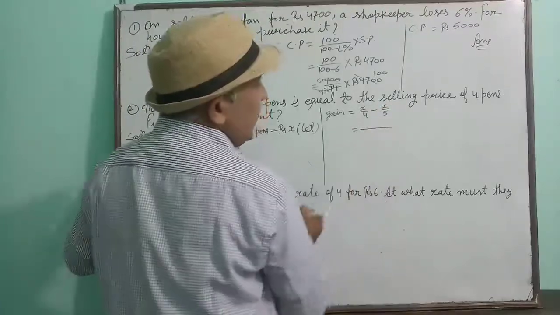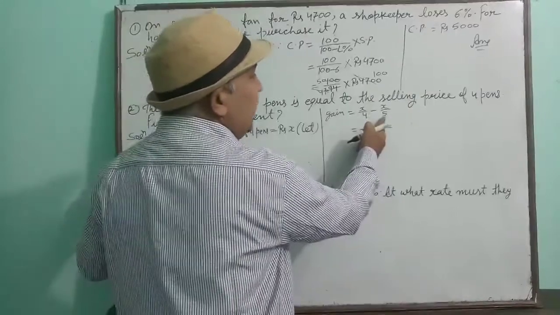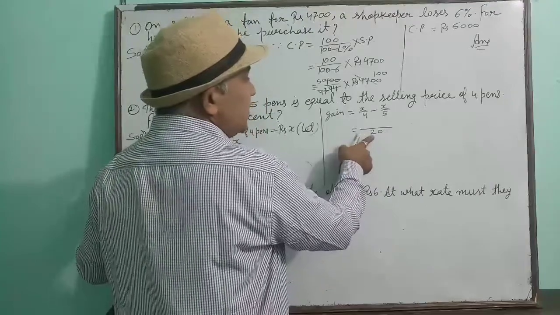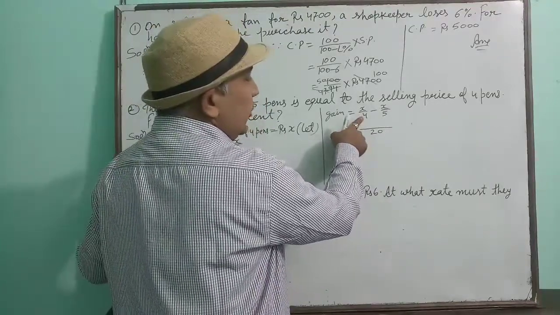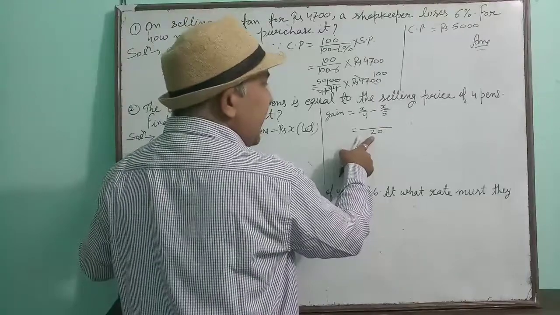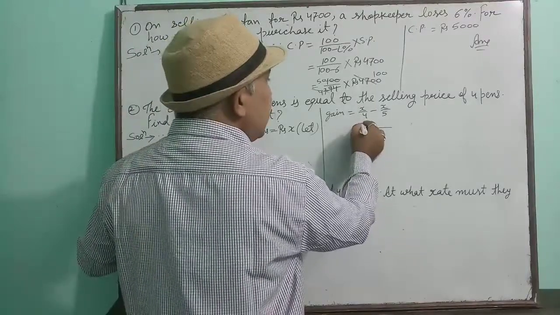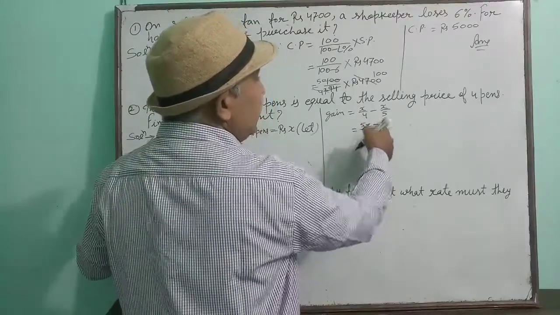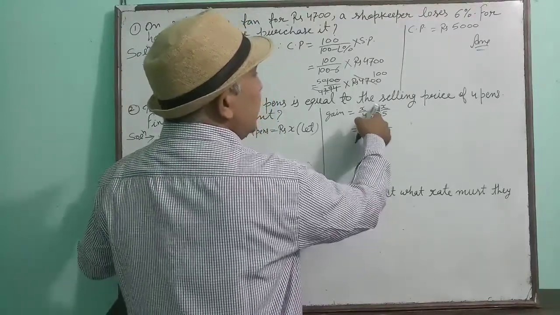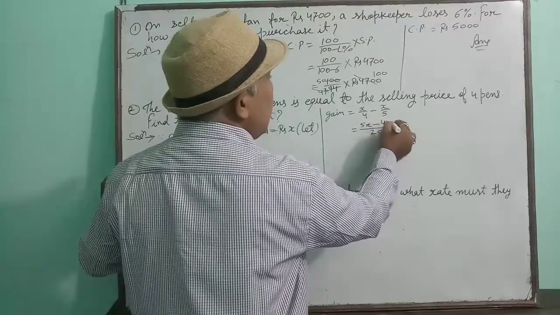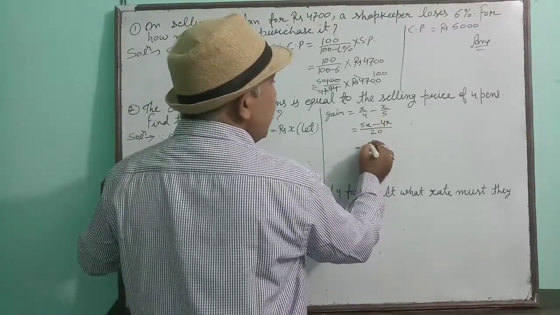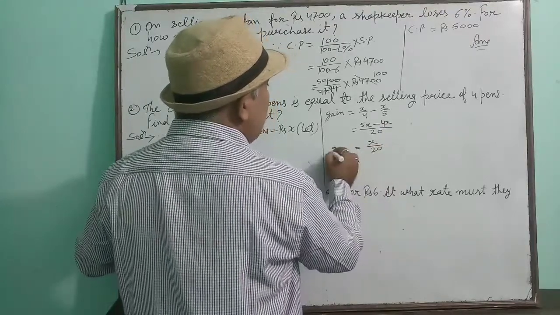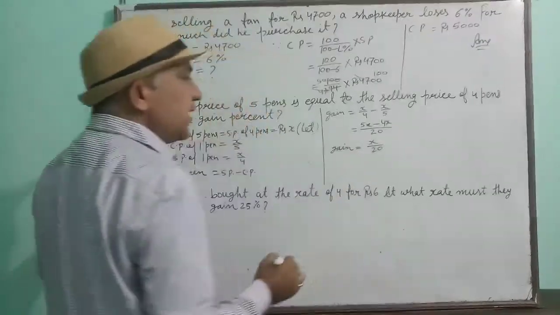To solve this one, we will take the LCM of 4 and 5. LCM of 4 and 5 is 20. Now this LCM is divided by denominator 4: 4 divides 20 by 5 times, 5 into numerator x is 5x. Now minus: 5 divides 20 by 4 times, 4 into numerator x is 4x. 5x minus 4x is 1x, that means x. X upon 20. This is the gain.